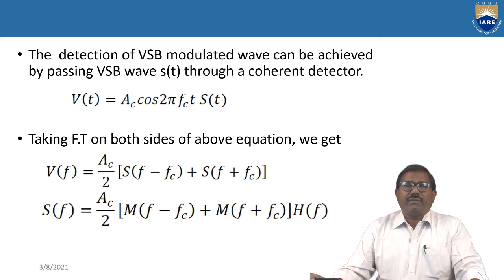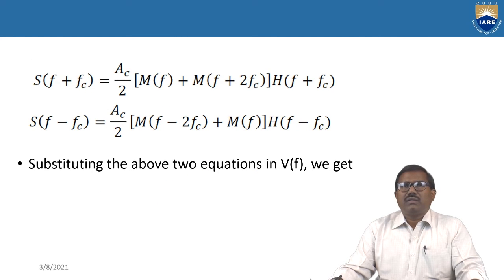But what is S of f? S of f is equal to AC by 2 of m of f minus fc plus m of f plus fc, into h of f. What is h of f? That is the transfer function of that filter. So here we can write S of f plus fc and S of f minus fc also.